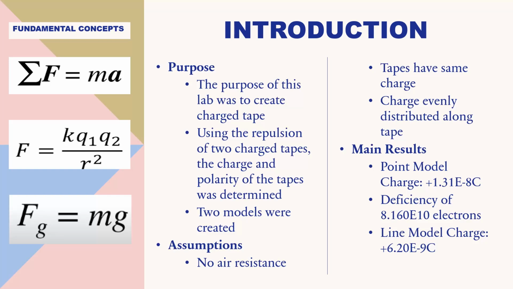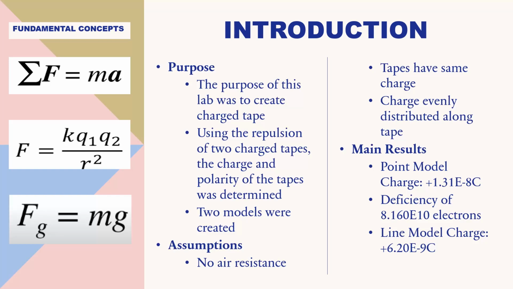We made a couple assumptions to make these models work. The first is that there was no air resistance present. The second was that the tapes had the same charge, and the third was that the charge was evenly distributed among the tape. We used the three concepts on the left, Newton's second law, Coulomb's law, and the formula for gravity in order to determine the polarity and charge of the tapes.